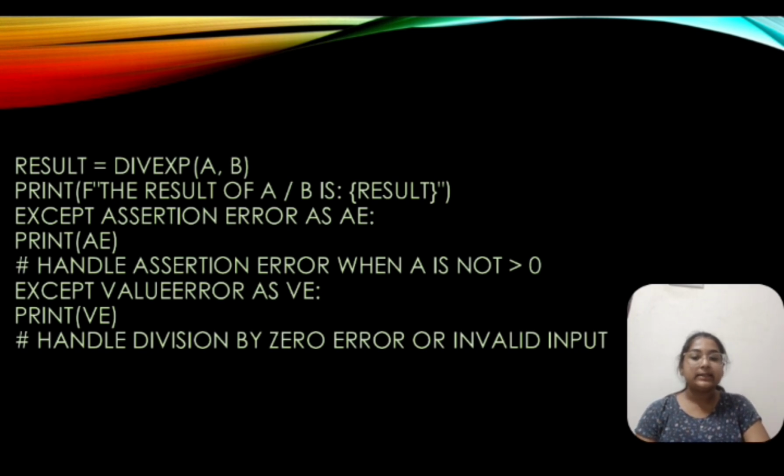Next, we have to accept assertion error as AE. Print AE, that is assertion error. Next, let us see how to handle assertion error when A is not greater than 0. So, accept value error as VE. Print VE, that is value error. So, handle division by 0 error or invalid input. So, here at last we are handling the 0 error or invalid input.